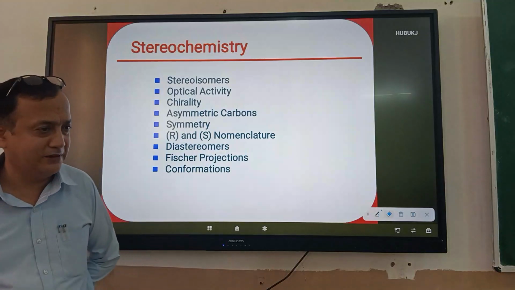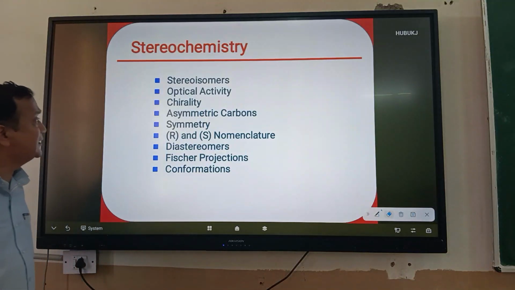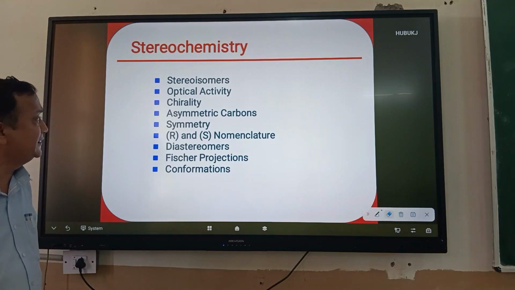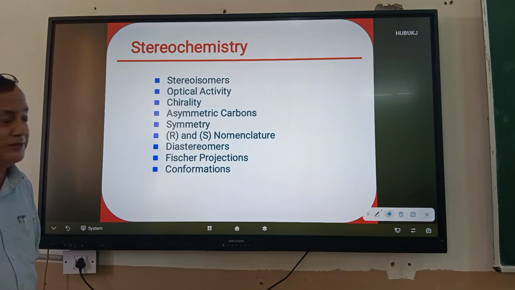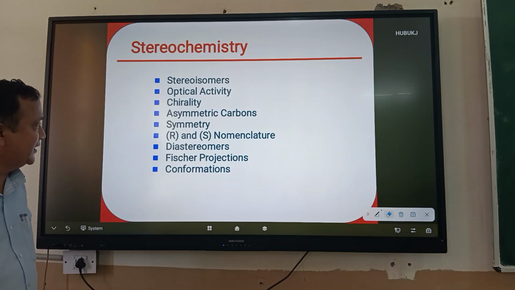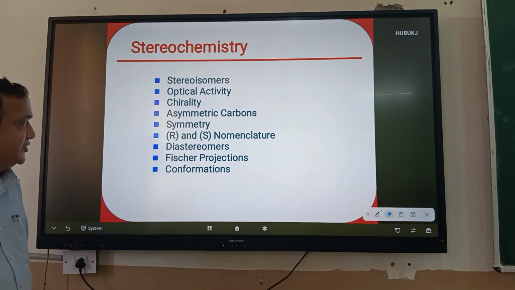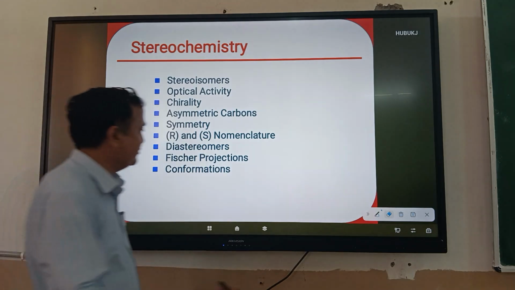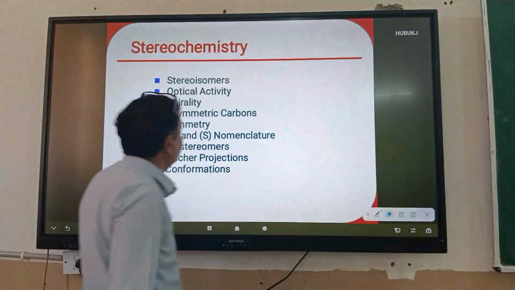In this chapter we will study what stereoisomers are, what optical isomers are, what chirality is, what is meant by an asymmetric carbon, what the symmetry elements are, how you can distinguish optical isomers with the help of RS configuration, what diastereomers are, how you can represent structures with Fischer's projections, and what conformational isomers are. So let us discuss what isomers are.